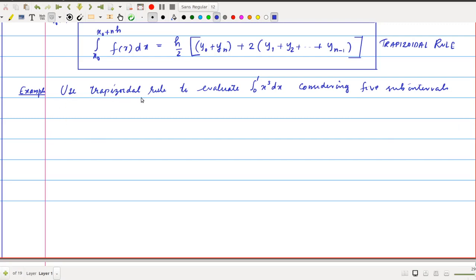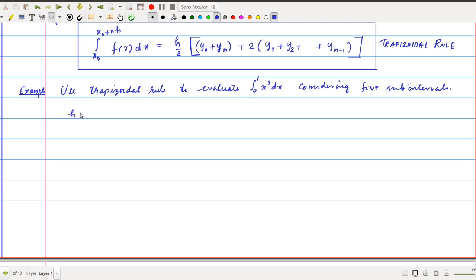So this is the question. Use trapezoidal rule. You will be asked like this: use trapezoidal rule to evaluate the integral from 0 to 1 of x cube dx considering 5 subintervals. If you are given this question, it is specified that we need to use 5 subintervals. So first you evaluate h.